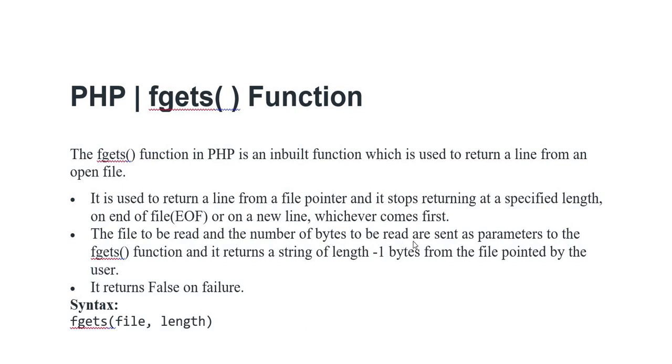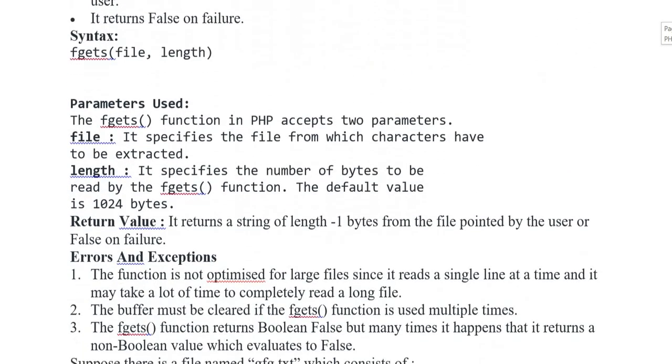Second, the file to be read and the number of bytes to be read are sent as parameters to the fgets function, and it returns a string of length 1 byte from the file pointed to by the user. Third, it returns false on failure. Syntax: fgets(file, length).